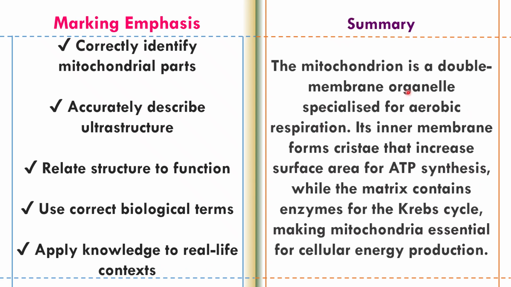Summary. The mitochondrion is a double membrane organelle specialized for aerobic respiration. Its inner membrane forms cristae that increase surface area for ATP synthesis, while the matrix contains enzymes for the Krebs cycle, making mitochondria essential for cellular energy production.